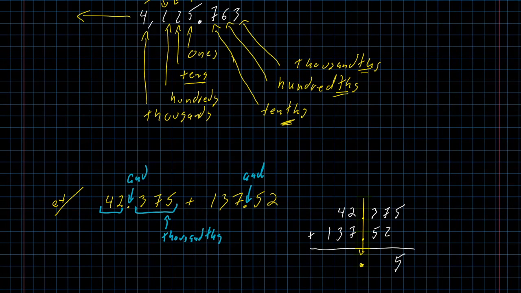That's just 5. 7 and 2 is 9. 3 and 5 is 8. 2 and 7 is 9. 4 and 3 is 7. Nothing and 1 is 1. 179.895. 179 and 895 thousandths is the result I get here.